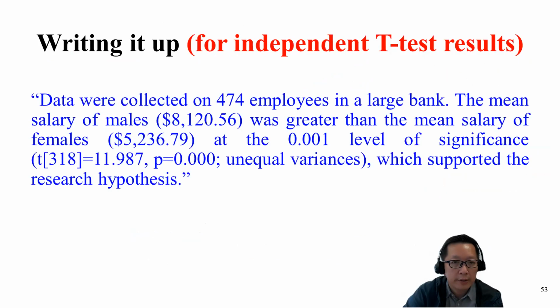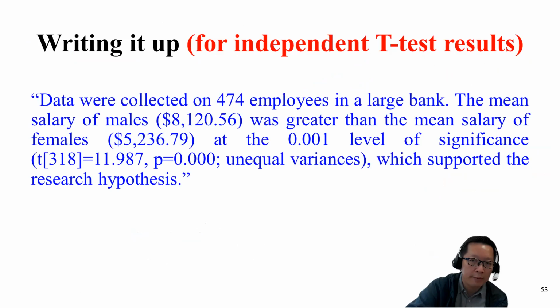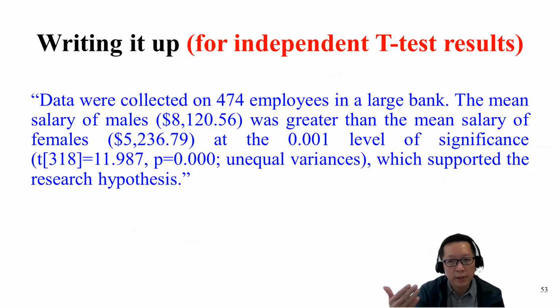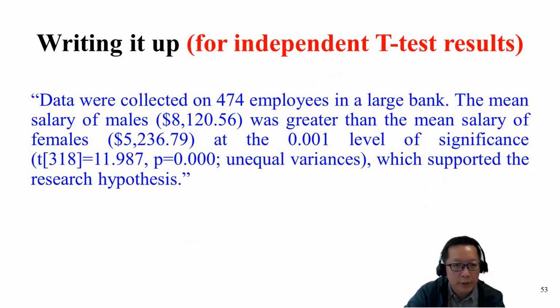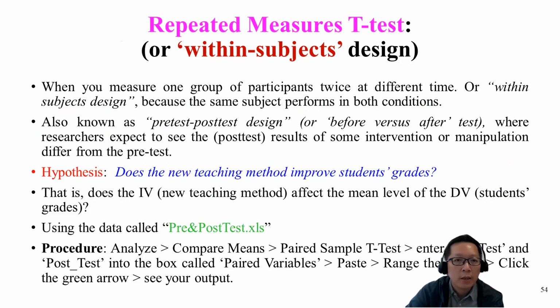And you can quickly write your results. You can say you collected data from how many people. The mean value of male is 8,000 something, which is greater than the mean salary of the female, and significant at t with 318 degrees of freedom. You can see at the bottom that the t-value is 11.98 something, which supported the hypothesis that male earns more than female for the beginning salary. So that's just how you do it.